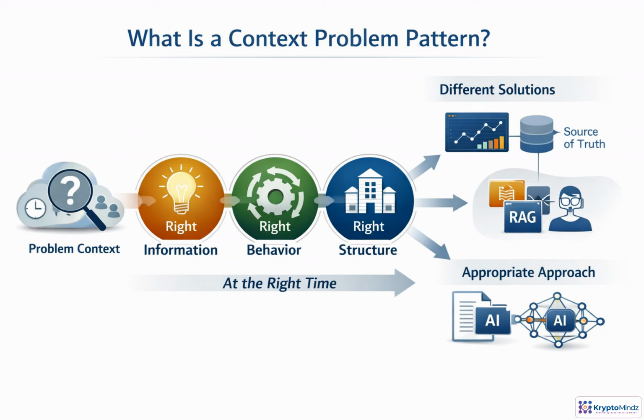A context problem pattern is a repeatable shape of need. The key question is not, should we use RAG, fine-tuning, or a database? It is, what must be available for the system to succeed? That might be fresh information, trusted data, strict formatting, personalized behavior, or the right structure at the right moment.